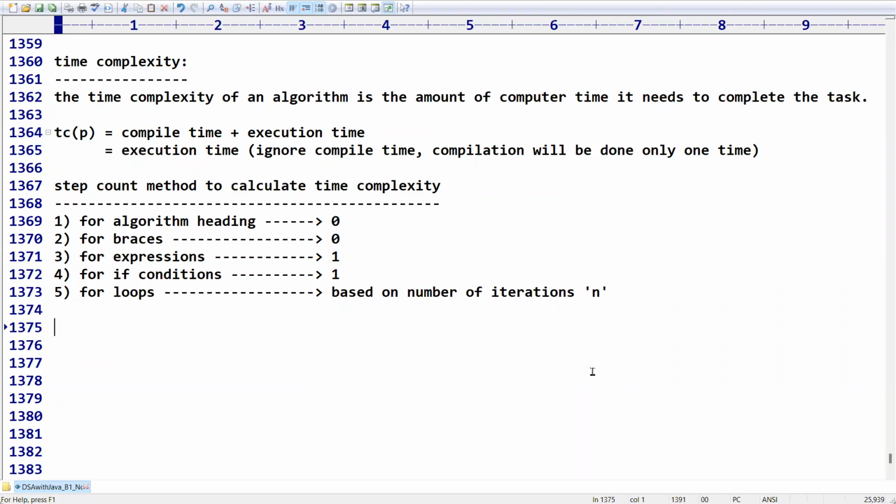Sir, my question is, does the time complexity vary from one language to another language? Like in Java and Python, the Python code is shorter than the Java code. Yes, that will be good, sir.